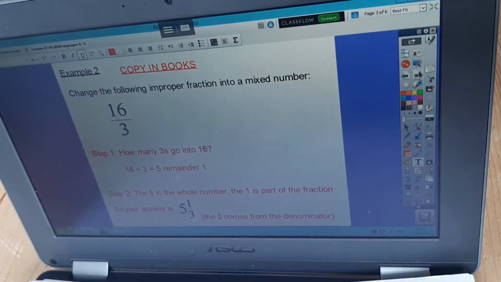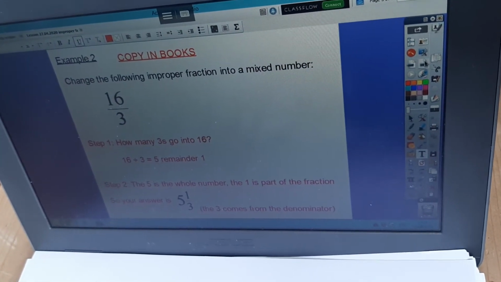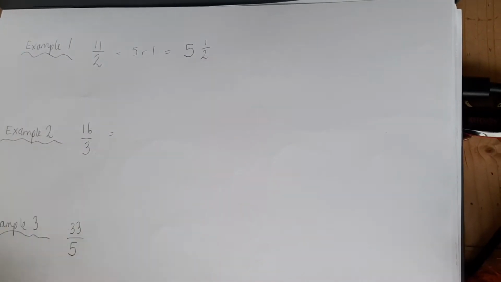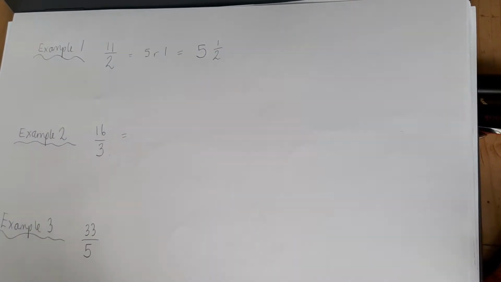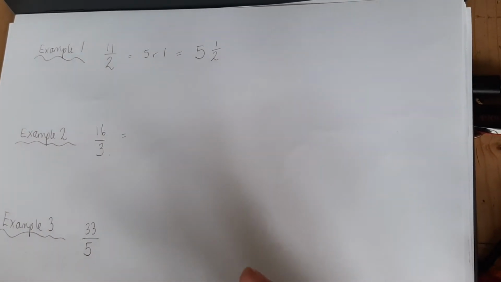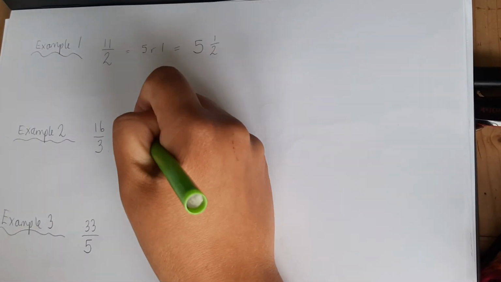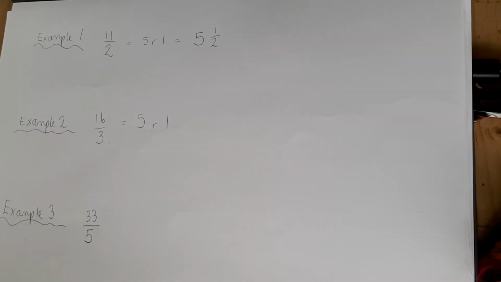So we've got 16 thirds now, so 16 over 3 that we've got to change into a mixed number. So again, the first thing we think about is how many 3's go into 16, or we do 16 divided by 3. And we know that 3 goes into 16, well, it doesn't go into 16, it goes into 15 perfectly. So then you have 1 left over.